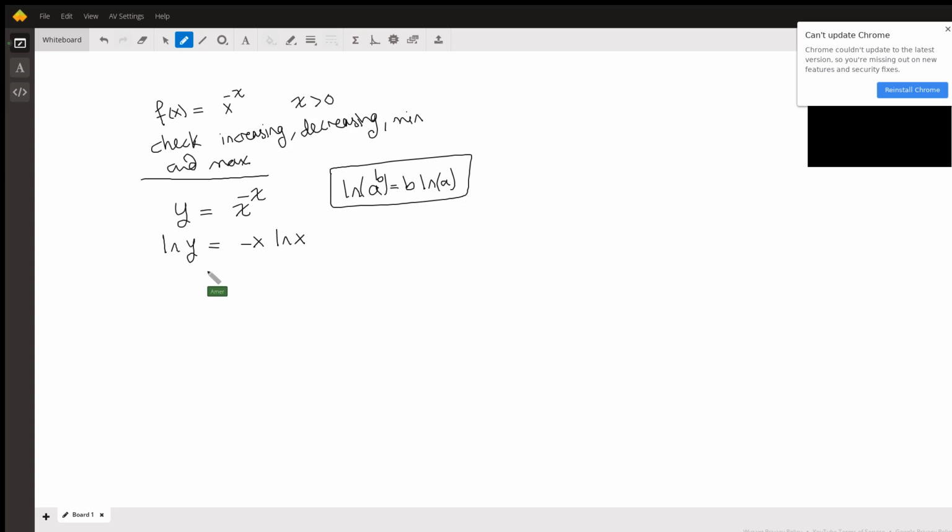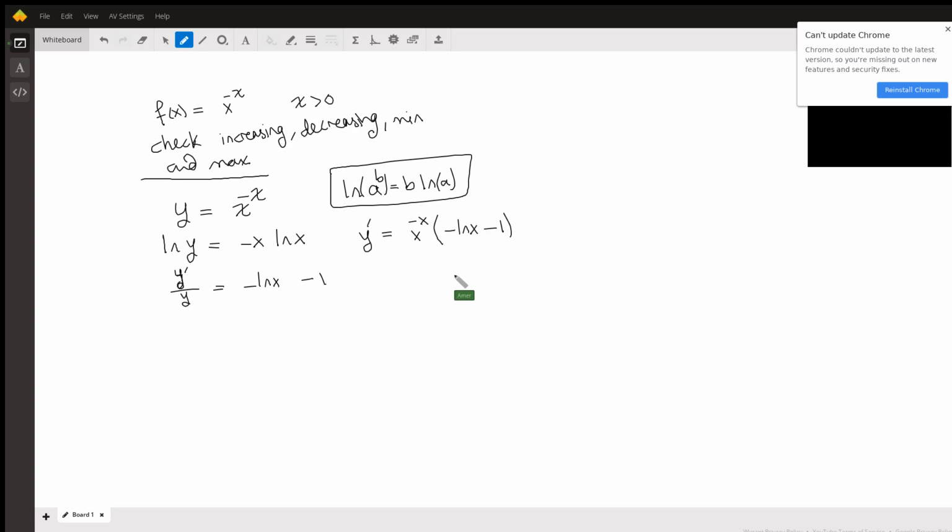So here, when we do implicit differentiation, we derive both sides with respect to x. This one is going to be just y prime over y, right? It's the derivative of ln. And this one is the derivative of a product of two functions, minus 1. So y prime is going to be y, which is x to the negative x, times negative ln x minus 1.